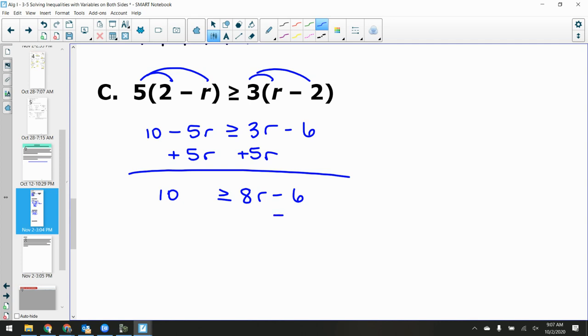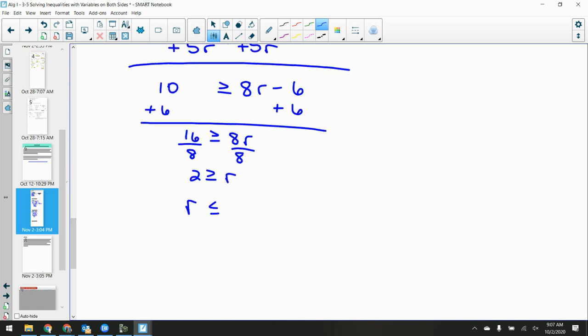We add the 6 to both sides. We get 16. We divide by 8. We get 2. Am I going to leave my answer like that? Flip it around. R is going to be less than or equal to 2. Closed dot at 2, pointing to the left. Questions about that?